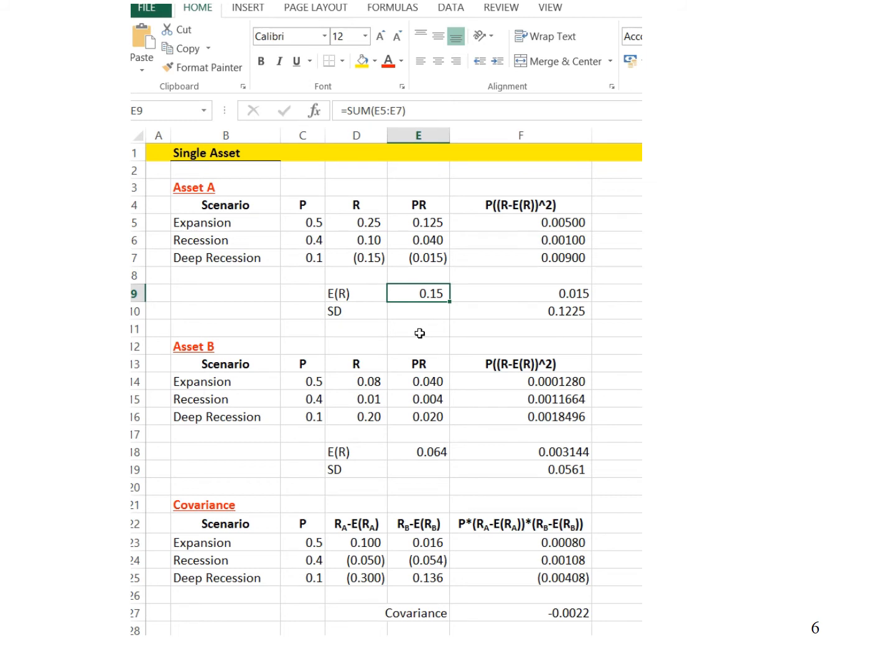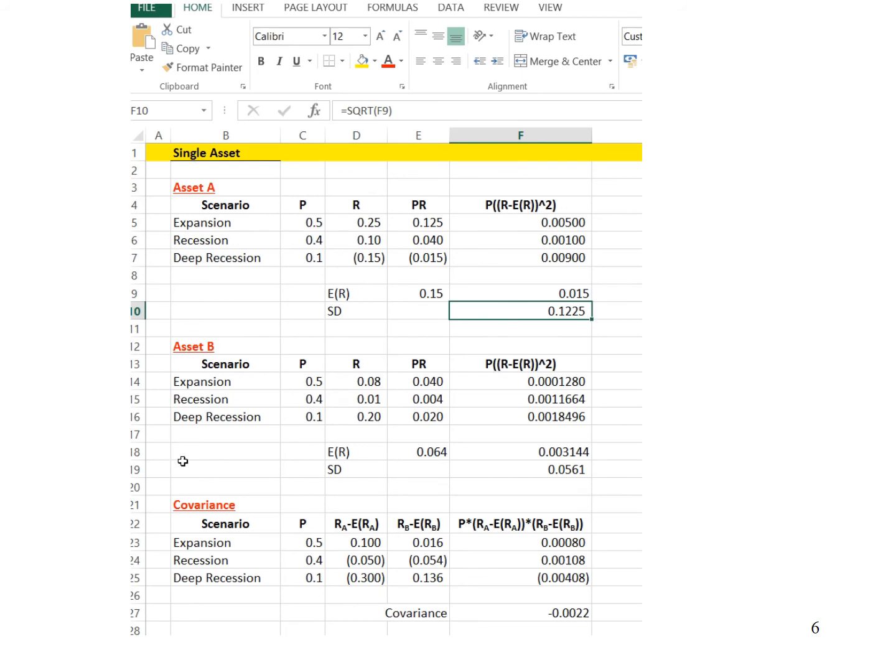Next, I'm going to calculate the variance for asset A. I'm going to make use of the return of A under the expansion scenario minus 0.15, square the answer and multiply with P. This gives me a value of 0.005. We shall continue to do it for recession and deep recession. After that, we total the three answers together. This answer is the variance. Standard deviation is the square root of variance.